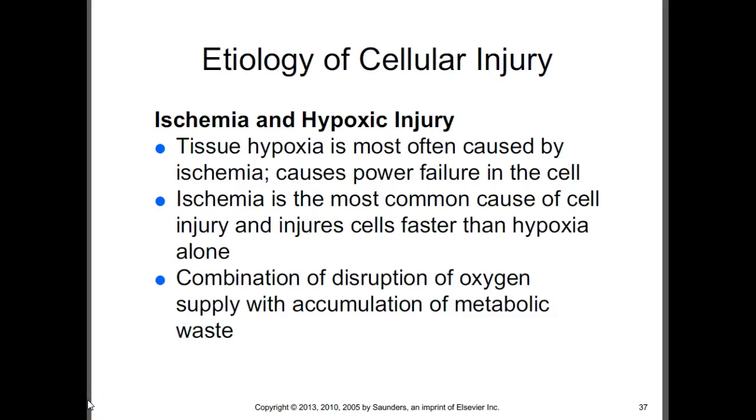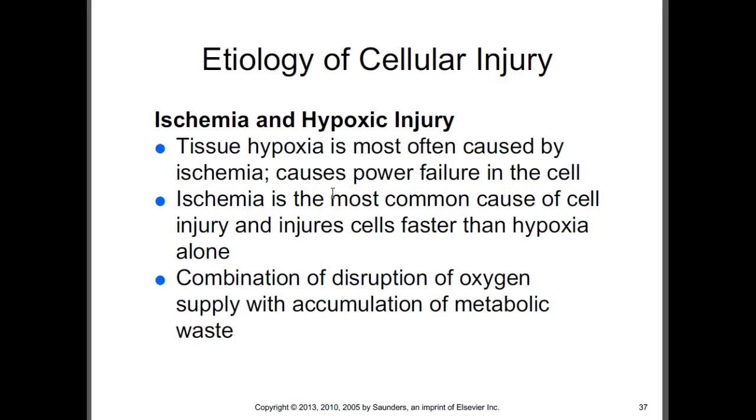Right, so ischemia and hypoxic injury. Tissue hypoxia, which means lack of oxygen in the tissue, is most often caused by ischemia, which is lack of blood flow. Obviously it causes a power failure in the cell, because if you remember your Krebs cycle, oxygen is the final electron acceptor. If oxygen is not there, because you're ischemic, meaning the blood delivery is not there, then how are your tissue and your cells supposed to function? Ischemia injures cells much faster than hypoxia alone.